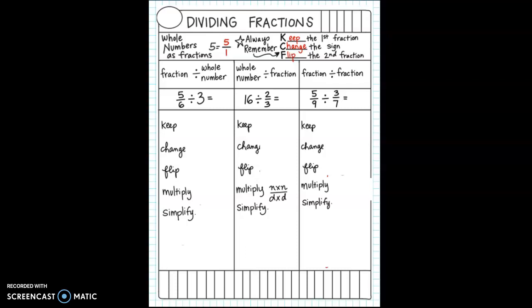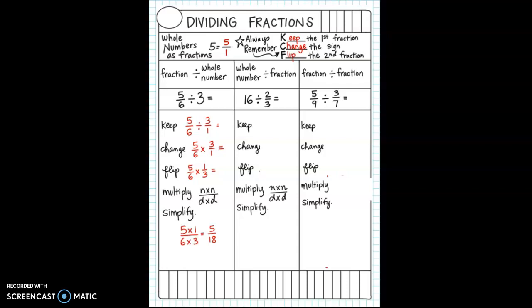The first example we're going to look at is a fraction divided by a whole number. 5/6 divided by 3. We are going to keep the problem 5/6 the same. Change the division to multiplication. Flip 3/1 to 1/3, its reciprocal. Multiply across, numerator times numerator, denominator times denominator. And simplify. So when we do 5 times 1, we get 5. 6 times 3, we get 18. 5/18 does not share any factors, so that is simplest form.